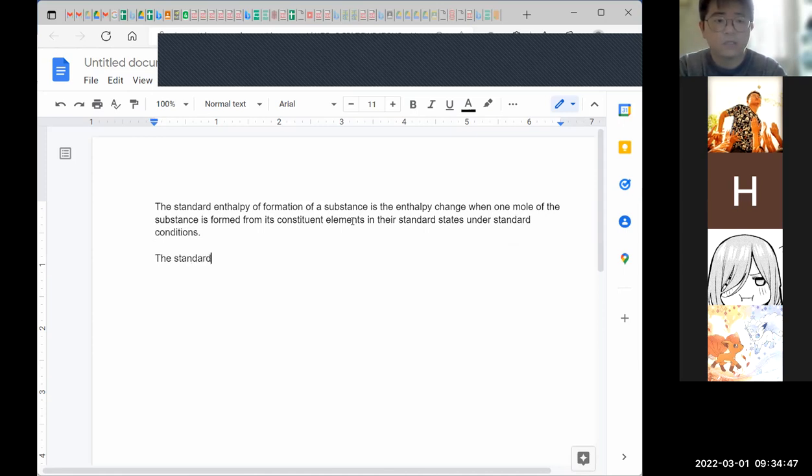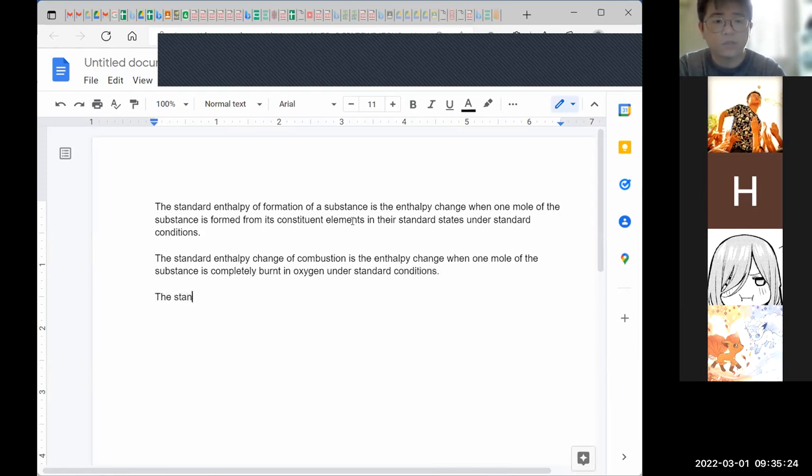The standard enthalpy change, yes, of what? Of combustion, is the enthalpy change when 1 mole of the substance is completely burned in oxygen under standard conditions. Can you see that?